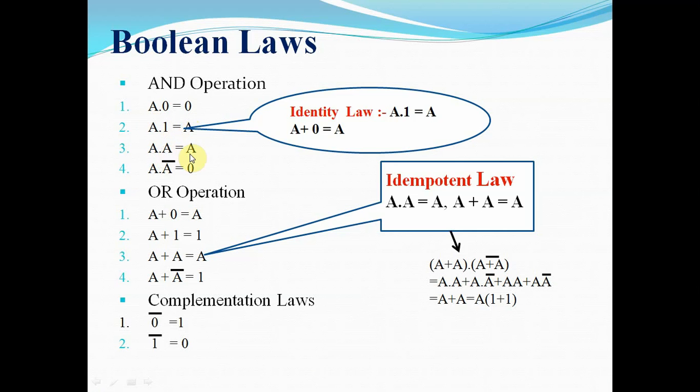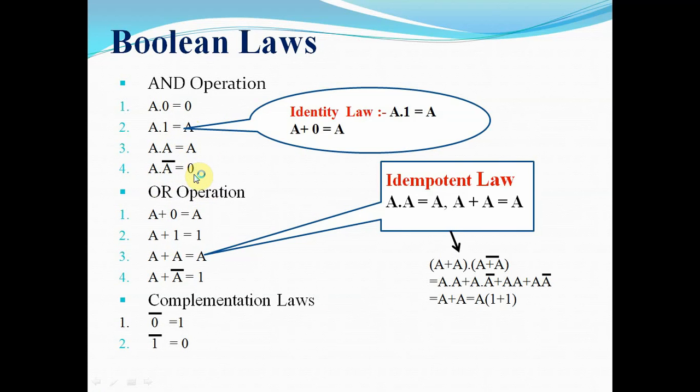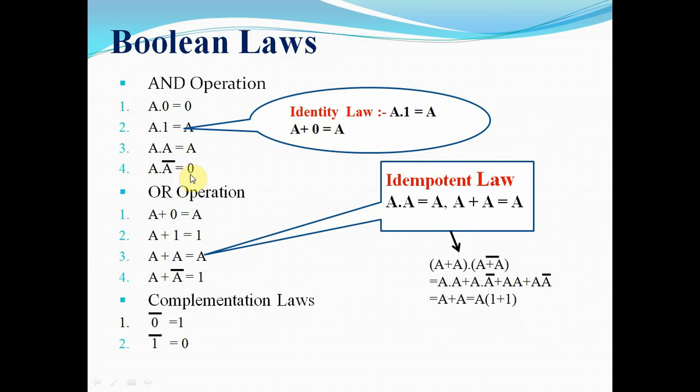Next, a into a is a. a into a bar becomes 0. We will consider here one more approach. Assume a is equal to 0. If a is equal to 0, a bar is 1. 1 into 0 becomes 0. So this will be a true condition. For another condition, we will assume a is equal to 1, a bar is 0. 1 into 0 becomes 0. So this will be another AND result.